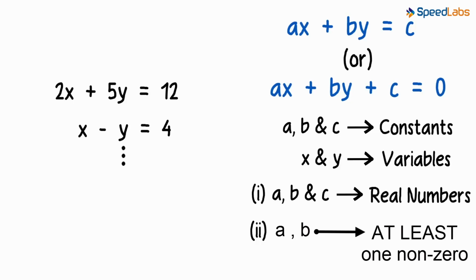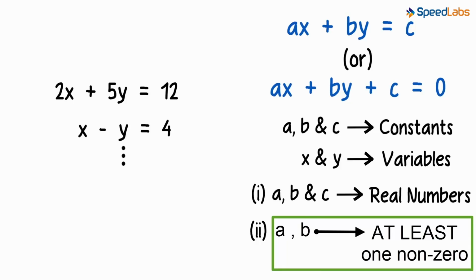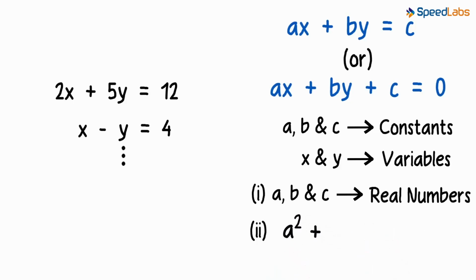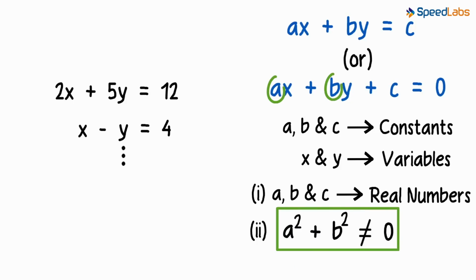Can you come up with a mathematical way to write the second condition? It's interesting and a very innovative way to write it. It can be written as a squared plus b squared does not equal 0. This will imply that both cannot be 0 together, because if both are 0, then the left-hand side will equal 0.